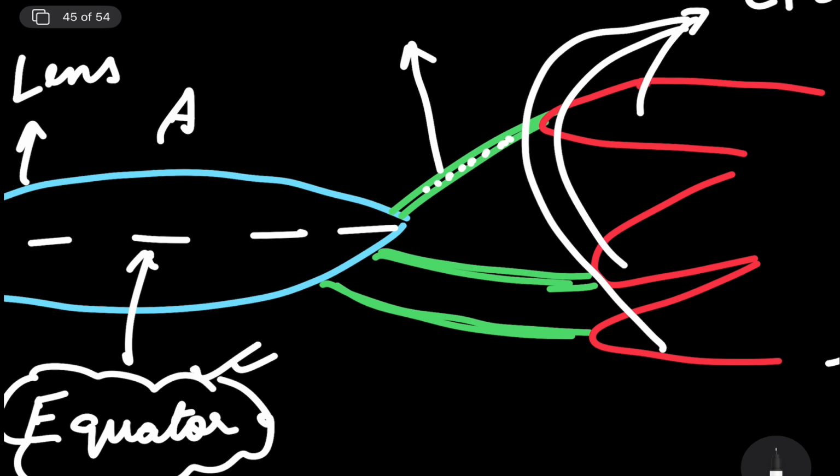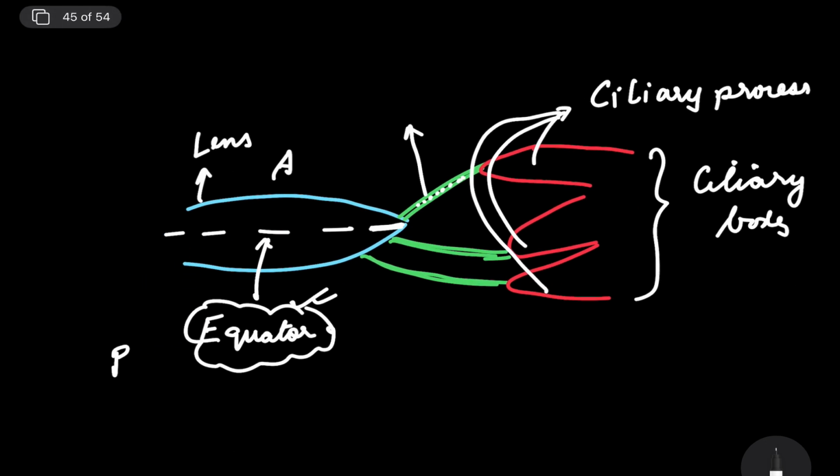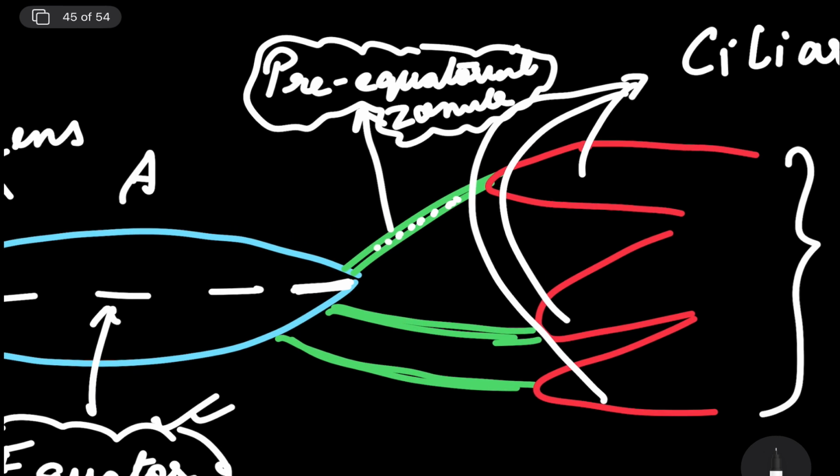This structure, if you can see, this is the equator. You can see that this is in front of the equator. That is why this is a ciliary zonule in front of the equator, and that is why it has been given a special name called the pre-equatorial zonule. Pre means in front, equatorial because the equator is in front, and zonule because it is a ciliary zonule.